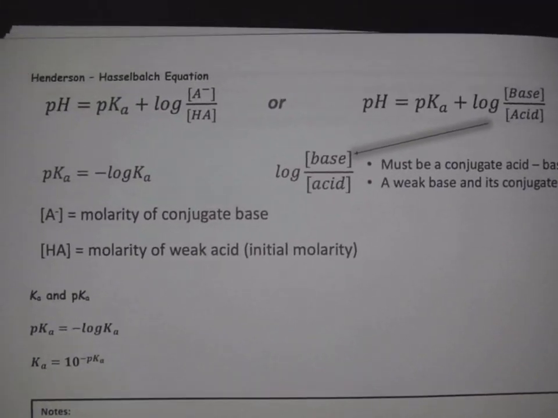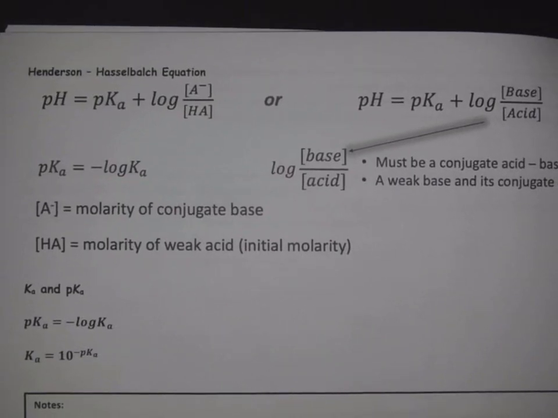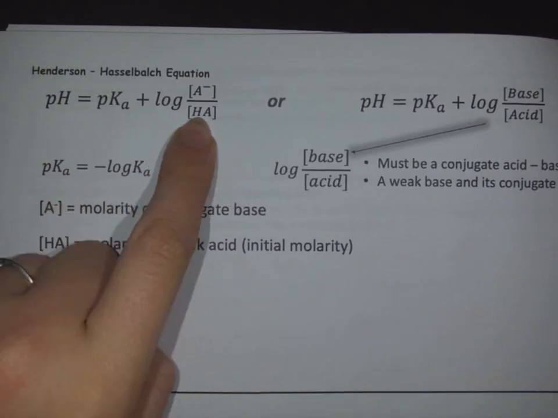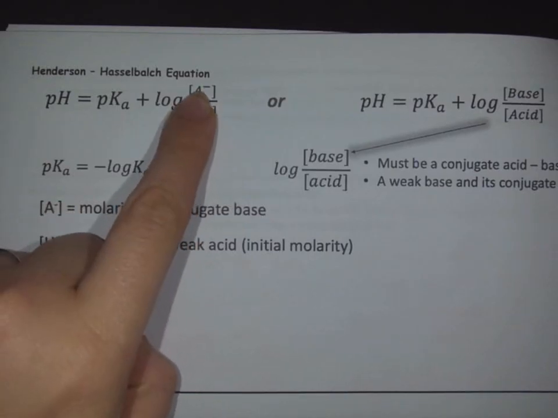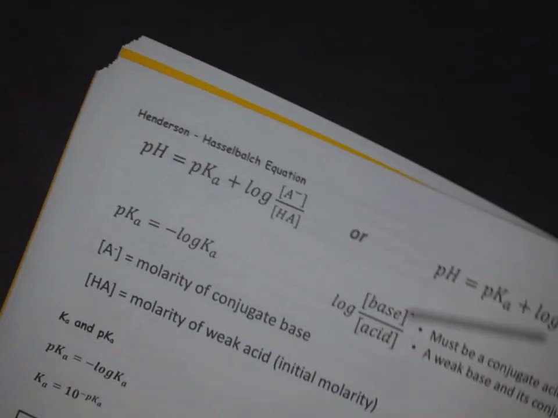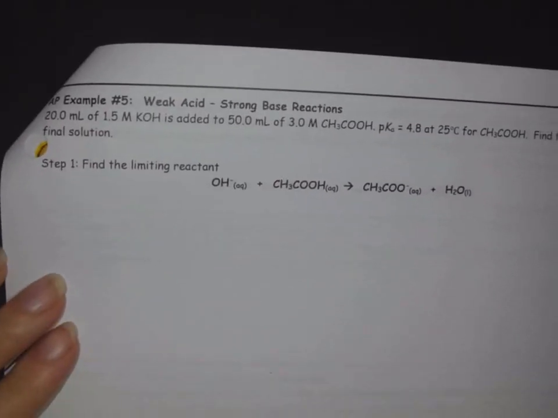We've already used this equation quite a bit, and we've even written notes on this page. Just a reminder, this is the concentration of our weak acid, this is the concentration of its conjugate base, and then pKa equals pH. Okay, so we're on example number 5.